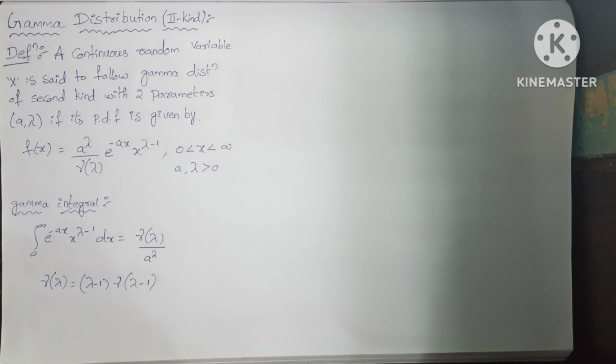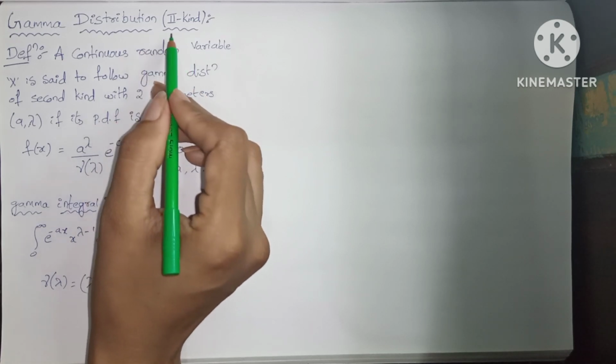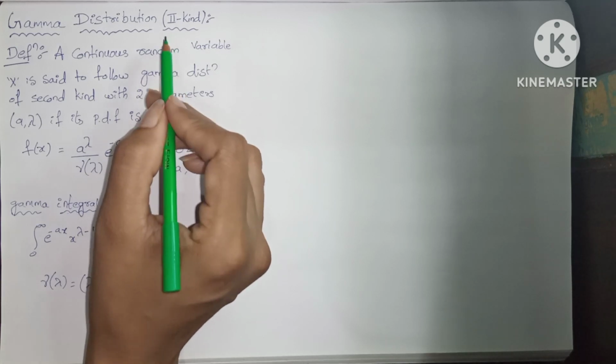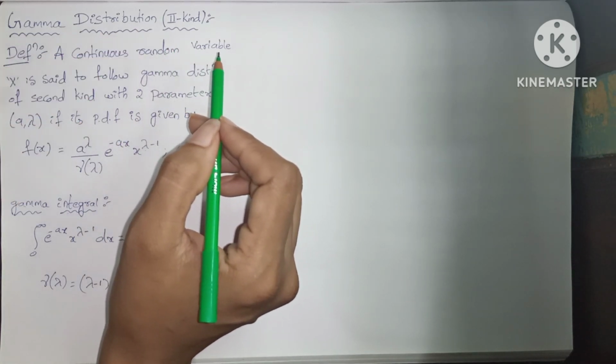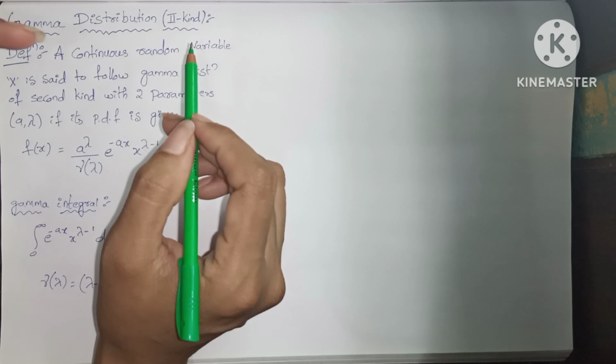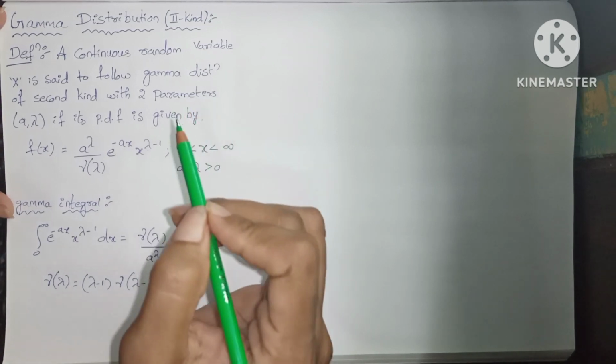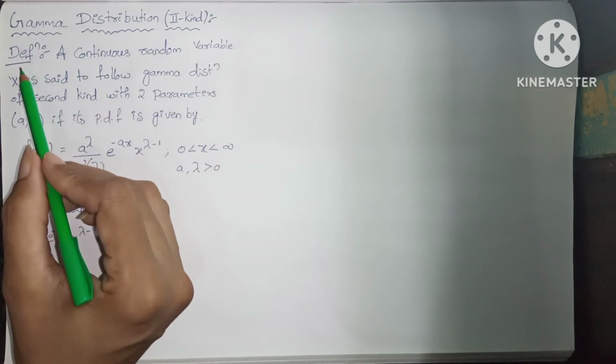So today we are going to discuss gamma distribution of the second kind. This is another important question in unit 4 related to semester 2 Kakatiya University, or other universities may also have the same syllabus. Gamma distribution of the second kind is also called gamma distribution with two parameters. Parameters, as I already told you, are the quantities which we are able to find out. So now let's see the definition.